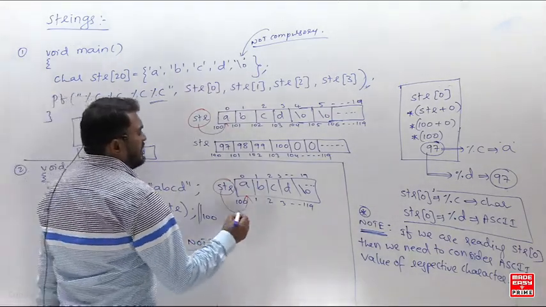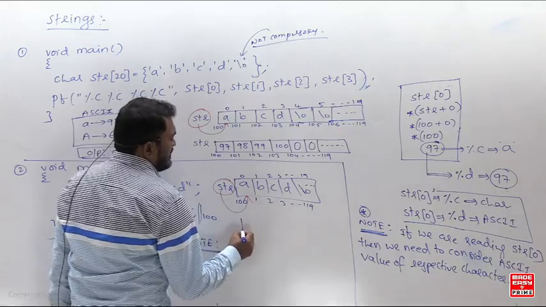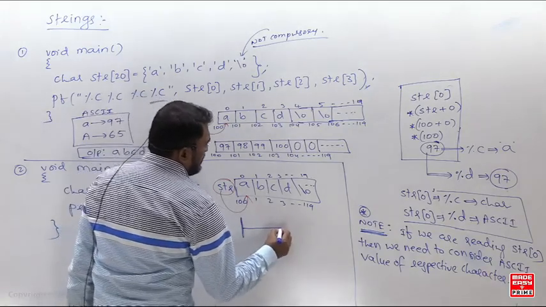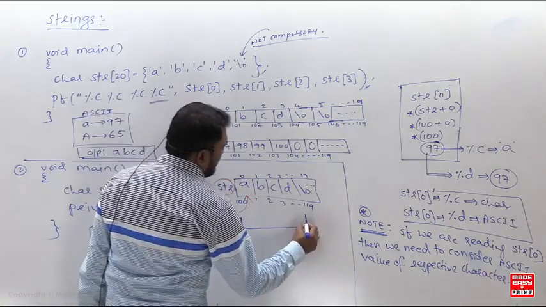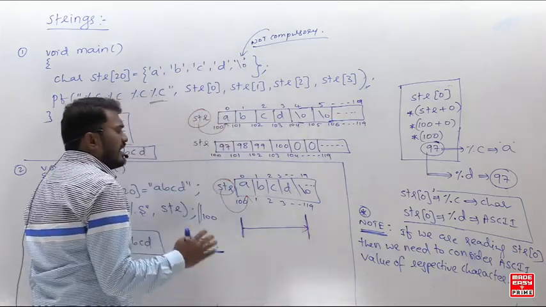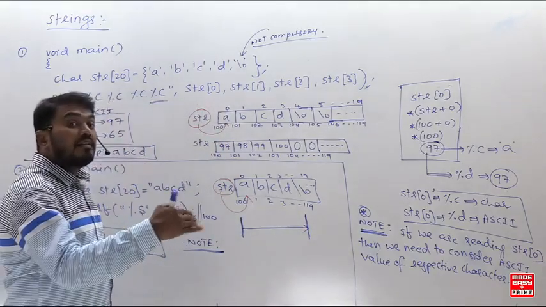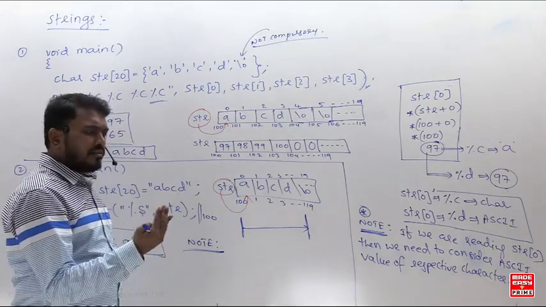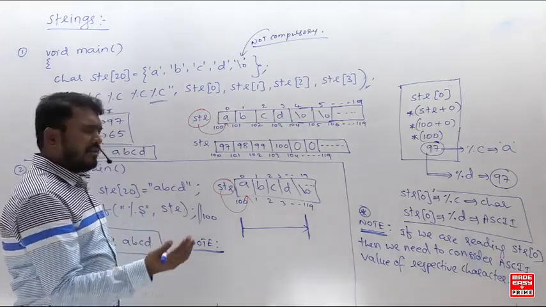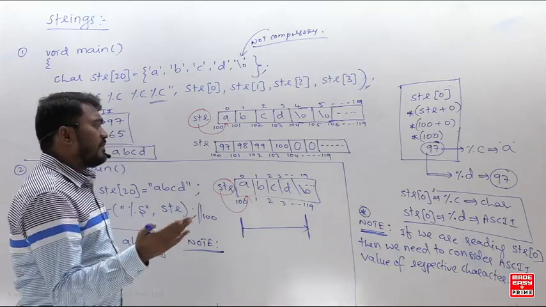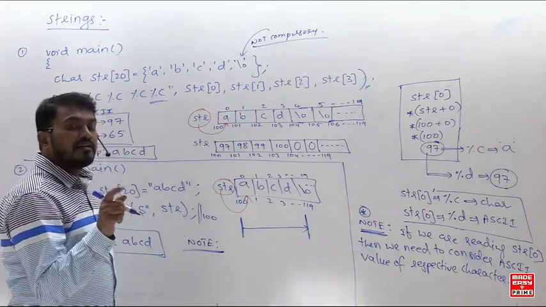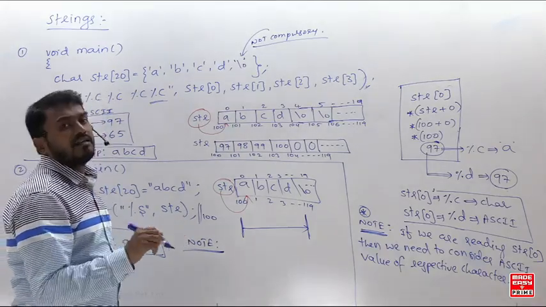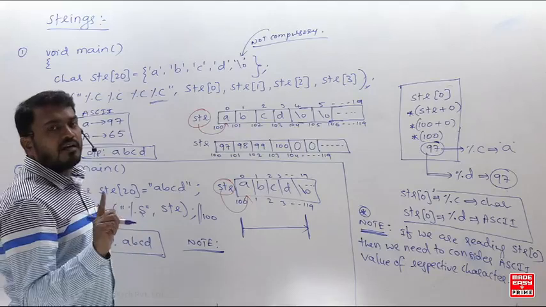So until the null character means, look at here, this is the base address 100. From the base address, it will print all the characters until the null character. The null character is treated as the end of the string. So on seeing the null character, what will it understand? That is the end of the string, so it will not print it. It is not including the null character. Remember, it is until the null character. Is that clear? It will not print the null character.